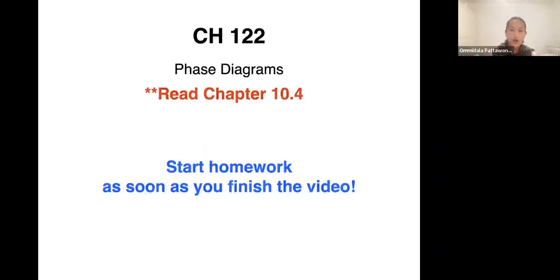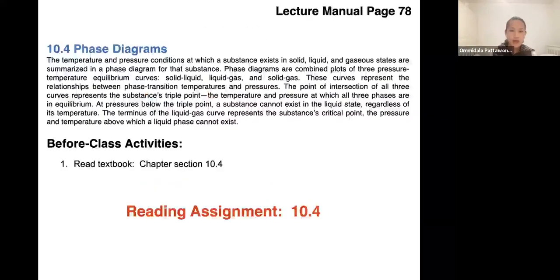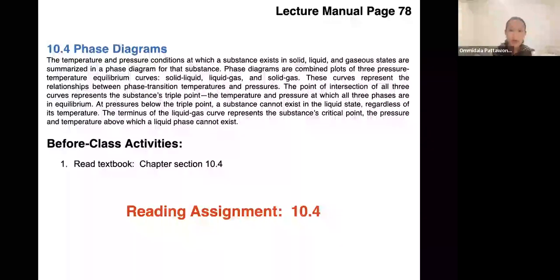In this lecture video, we will cover phase diagrams. Please read the OER textbook chapter section 10.4. Phase diagrams are combined plots of pressure, temperature, and physical state of matter.